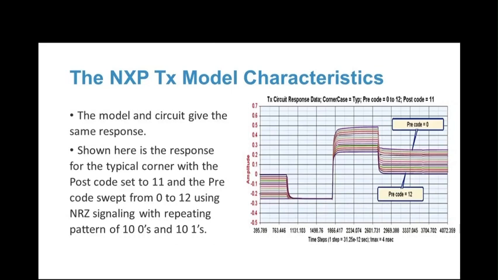And here's an example set of waveforms collected for the typical corner case with the postcode set to 11 and the precode swept from 0 to 12. The stimulus waveforms were at a defined bit rate with NRZ signaling and a repeating pattern of 10 zeros and 10 ones. The collected waveforms included the IBIS characteristics, which was de-embedded by the tool to obtain the AMI characteristics.